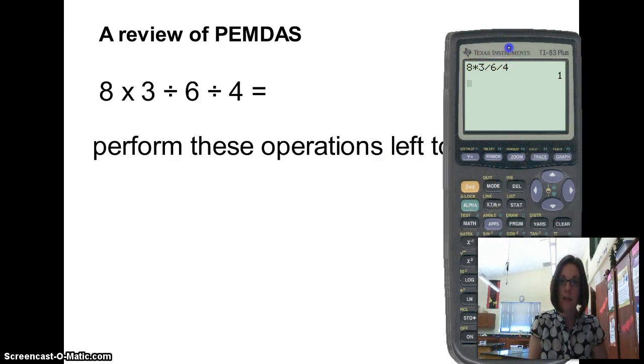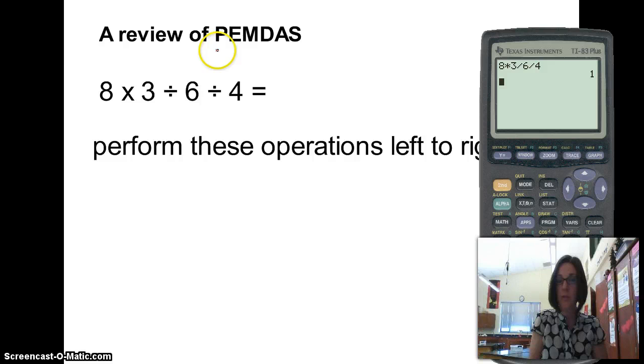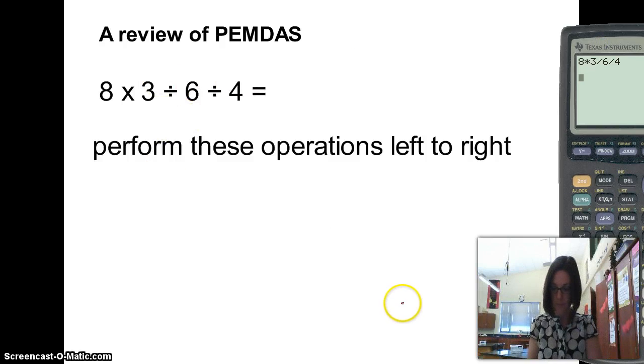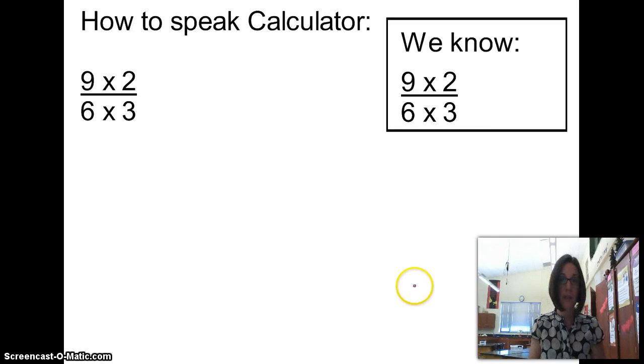So PEMDAS is the order of operations. That means first we would do parentheses, then we would do any exponents, multiplication and division are done left to right, and then addition and subtraction the same way. Your calculator does that. It does PEMDAS left to right. The reason we review that is because we're going to do some calculations like this.